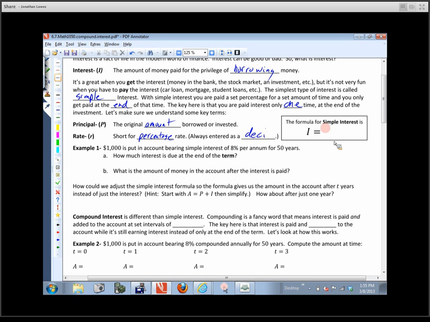Very good. Okay, it's P times R times T. Most people learn this for the first time somewhere in middle school or something. I taught middle school for 5 years.